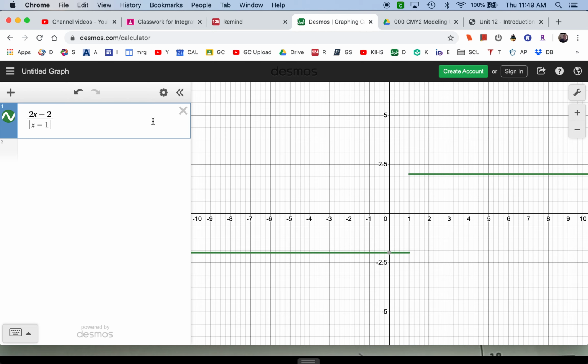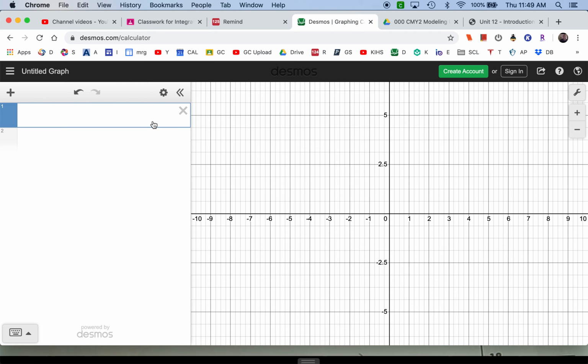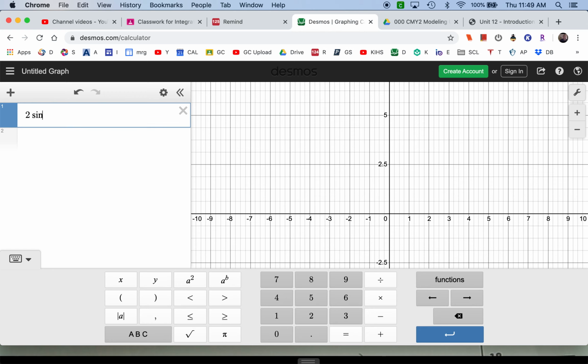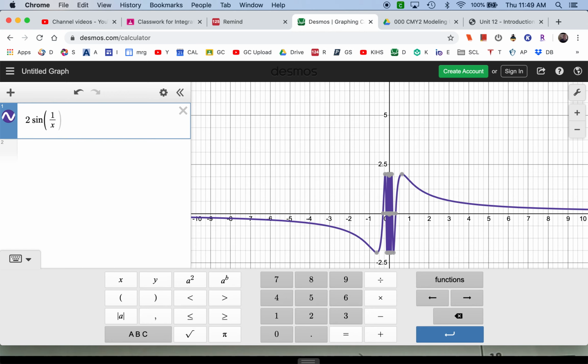Number 13. 2 sine 1 over x. Notice at 0 for this one, for number 13, it oscillates up and down around 0. That means for number 13, the limit does not exist. Number 14.